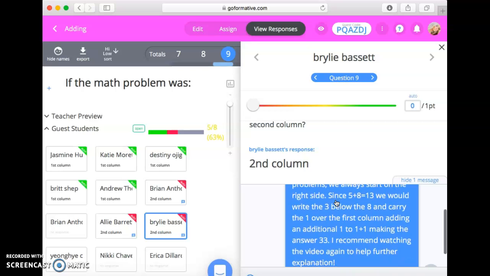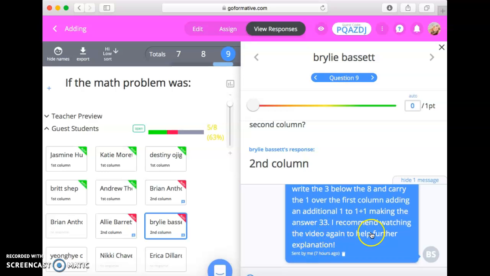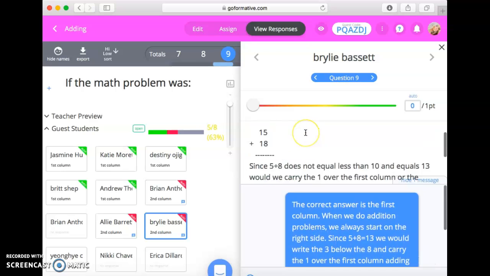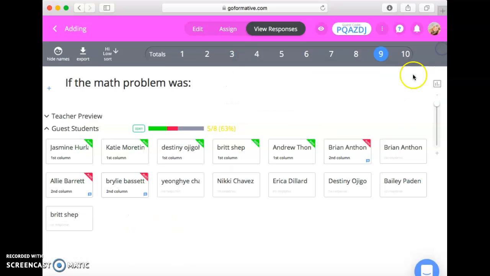Since 5 plus 8 equals 13, we would write the 3 below the 8 and carry the 1 over the first column, adding an additional 1 to 1 plus 1, making the answer 33. I recommend watching the video again to help further explanation. So this goes to show me that some people were having difficulty with this question. I'm not sure if it was the wording of the question or what, but I think I'm going to go over this one again in class so we have all of our questions answered on this one and we are able to get that correct next time.